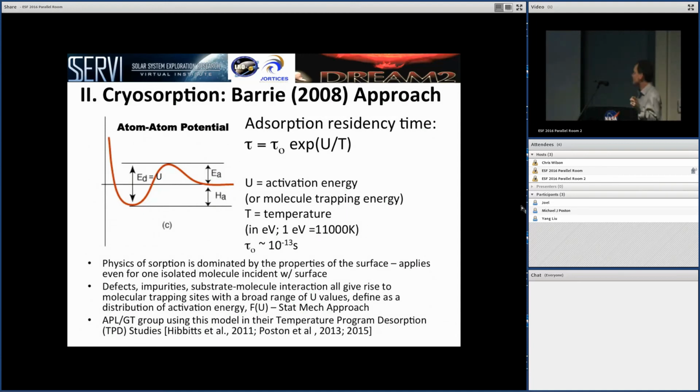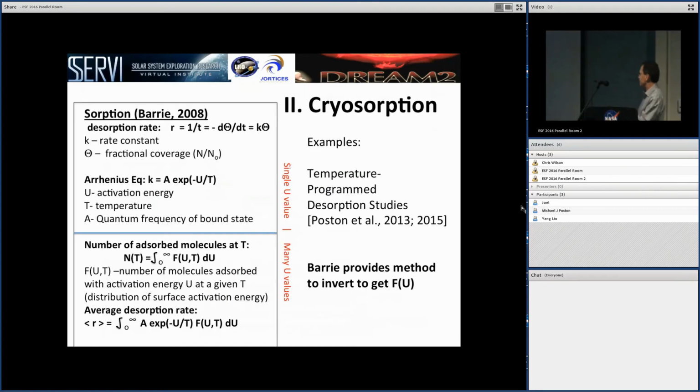And Tom Orlando, I think, talked about this yesterday in his talk. So you can take a statistical mechanics approach, and this is the way the APL Georgia Tech team has been doing their studies of temperature programmed desorption. Now, not that I want to kill people with a whole bunch of equations here, but I just want to point out that the formalism is very different between cryoabsorption and cryocondensation.